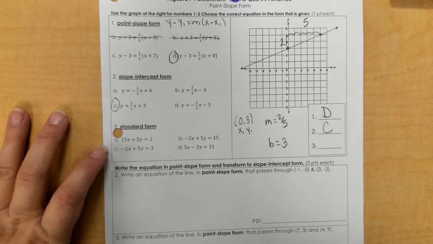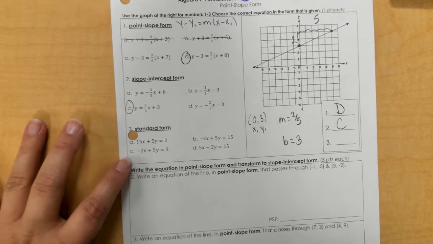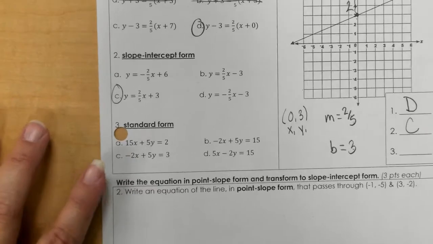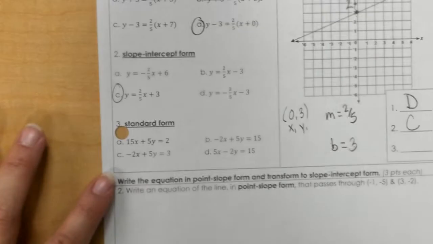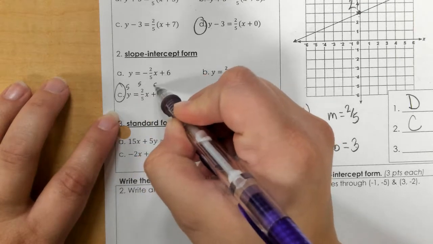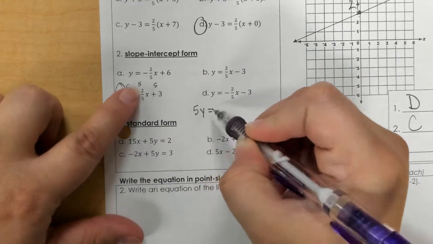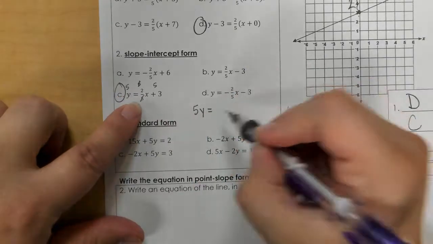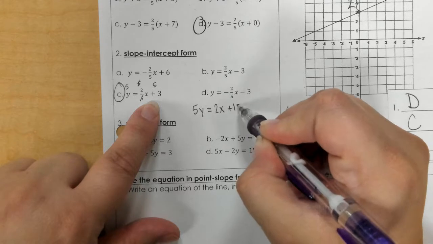And then lastly, to go from C, our slope-intercept form, to number 3, standard form, we will have to clear our fraction and move our x over. I zoomed in a little bit so we can see a little better. So we're going to multiply everything by 5. And we're going to have 5y. These 5s would cancel and we have 2x. And then 5 times 3 is 15.